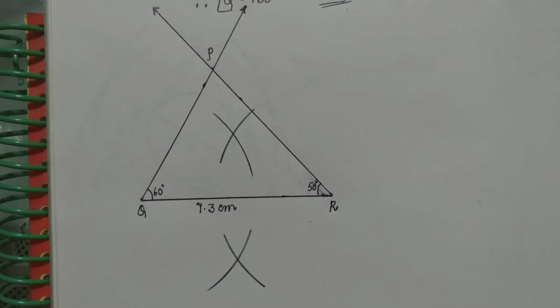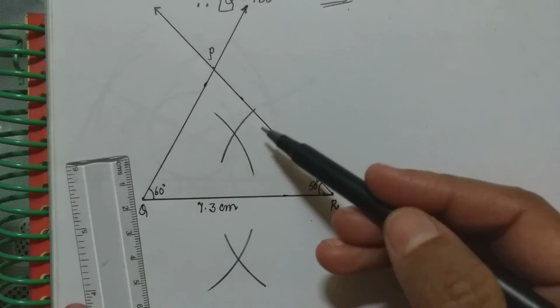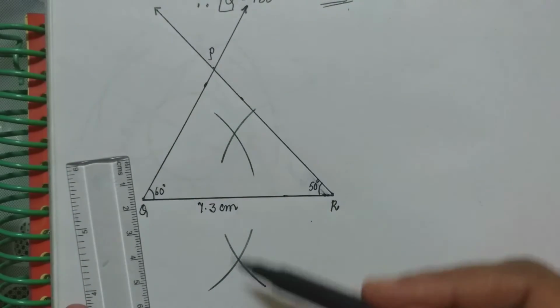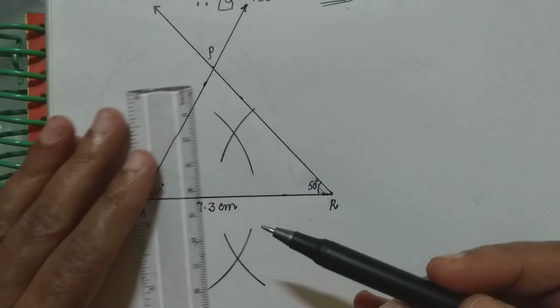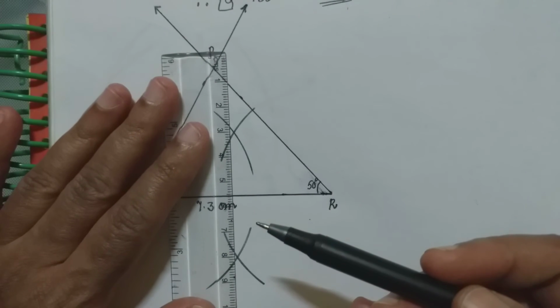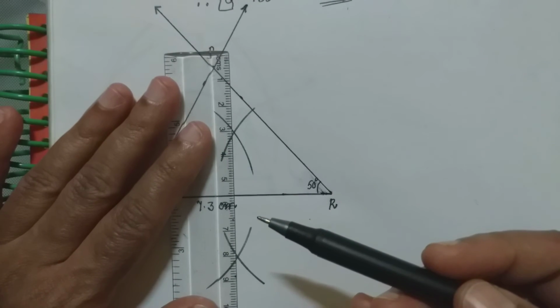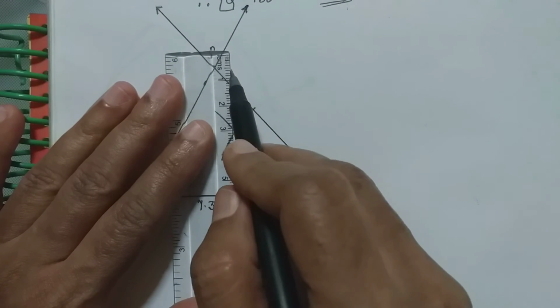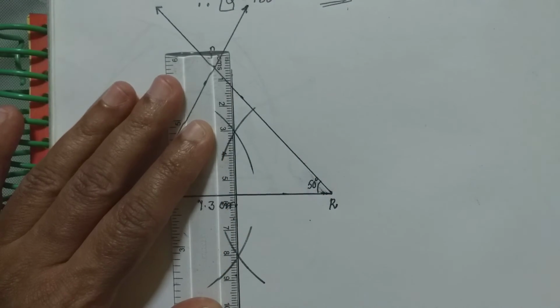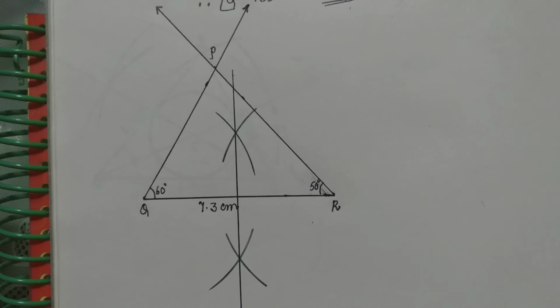Now what do we do? We have to join the point of intersection of the two pairs of arcs. So we can draw a line passing through the point of intersection of these arcs. Now what is this line? This is the perpendicular bisector of side QR. So one perpendicular bisector is drawn.